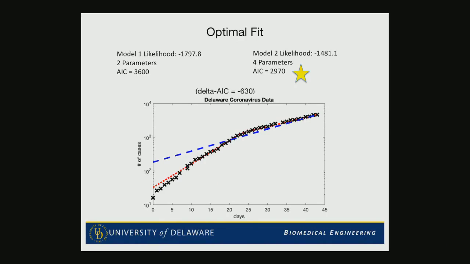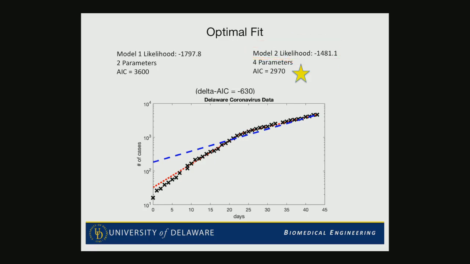So here's the optimal fit for the two different models. Red dashes is the two-phase model, and blue dashes is the one-phase model. By running an optimization, and I think for this one I actually used fmincon, it worked. We got a maximum likelihood for model 1, that's the one phase, of minus 1,797. And for model 2, the maximum likelihood was minus 1,481, which is substantially larger than minus 1,797, right? So this one is clearly a better fit.